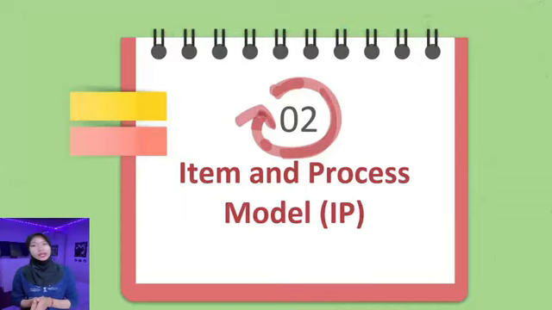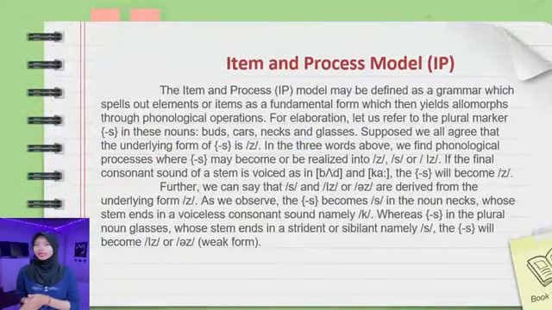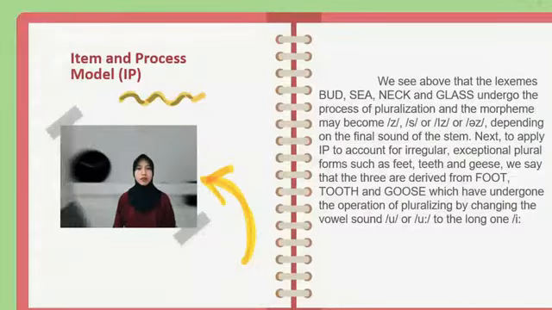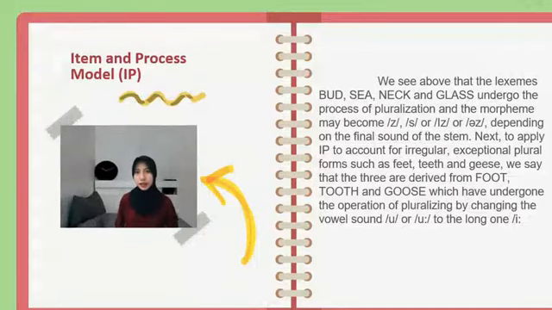Next, the material about the item and process model is explained by me on video. Okay, let me explain the item and process model, like some basic morphology. The item and process, or IP, model may be defined as a grammar which posits elements or items as the fundamental from which then yields a morph through phonological operation.